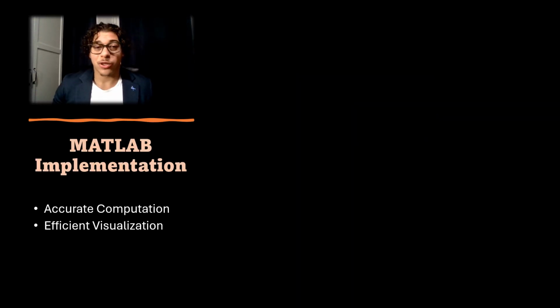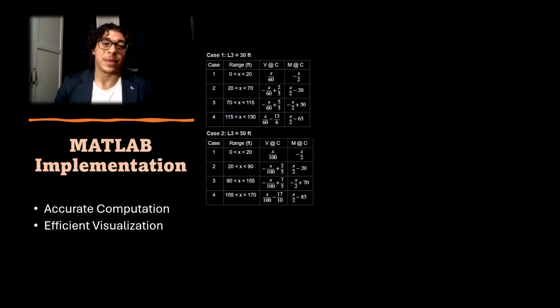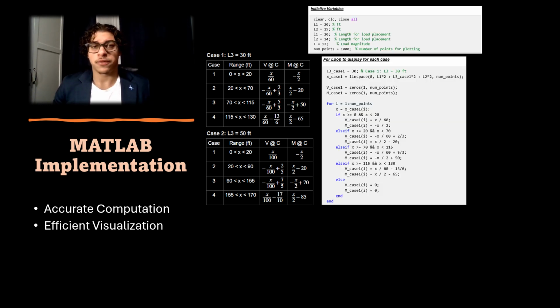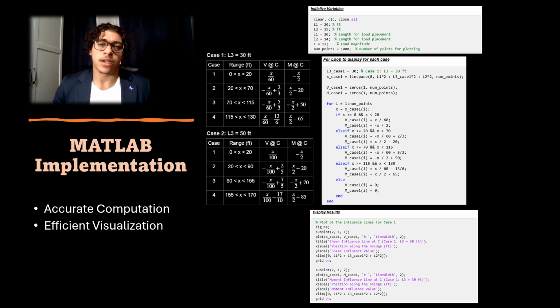To automate the calculations and visualization process, the derived functions were implemented in MATLAB. Here I include all the derived functions for each range or span length for case 1 and case 2 in shear and moment at C. This allowed me to compute influence lines efficiently and accurately, providing clear visualization of the results, which I do include in the next slide.